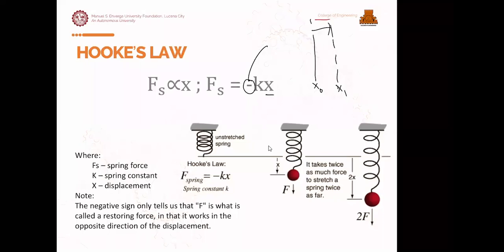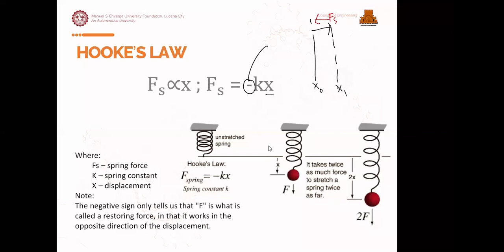So, it reverses the direction. To indicate the reverse in direction, we need to represent the value of our spring force with a negative sign. It's also written here that the negative sign only tells us that F, or our spring force, is what we call the restoring force, and it works in the opposite direction of the displacement.